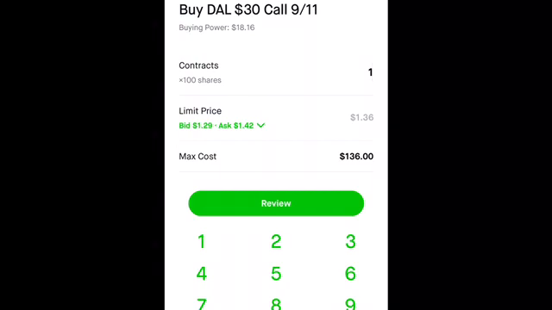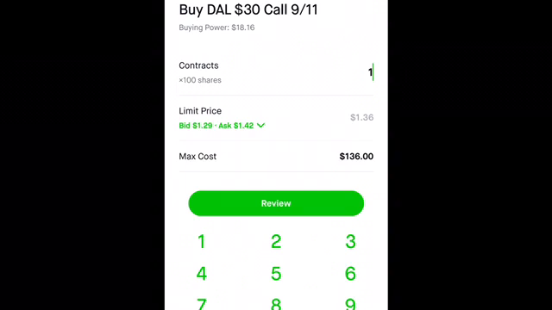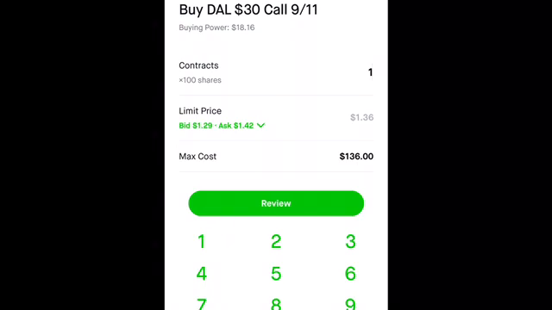Let's say, come September 6th, right? And Delta Airlines is not doing so hot. You still can sell, although you probably will sell your contract for a loss. The reason why people like playing calls, guys, is because theoretically, on paper, you can make an infinite amount of money while only losing the amount you invested.